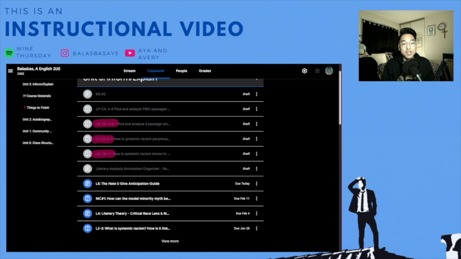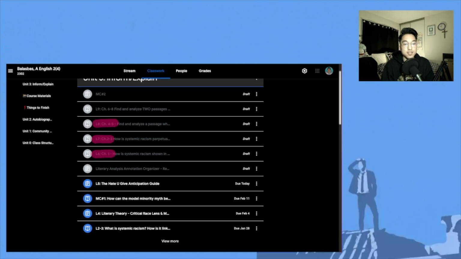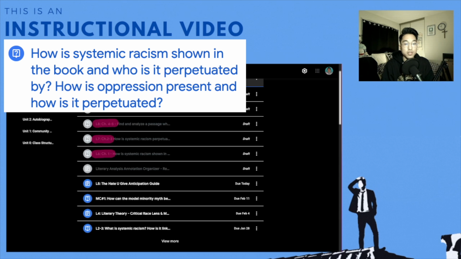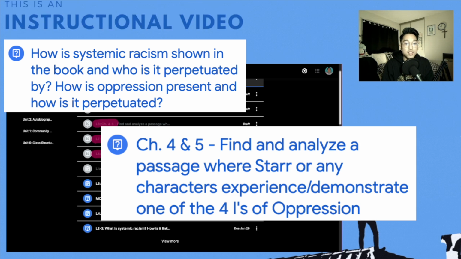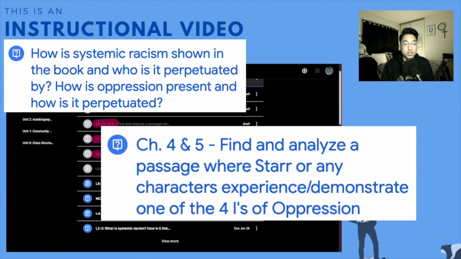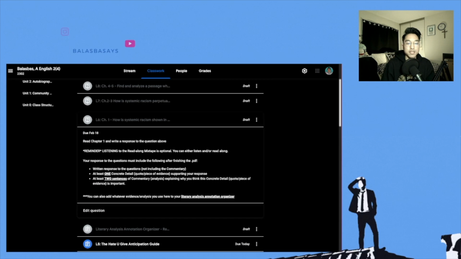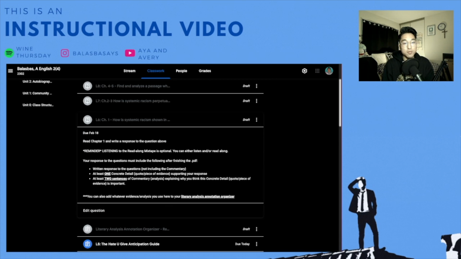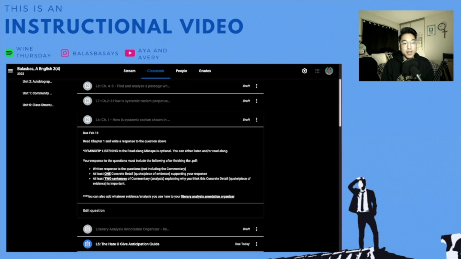Each of these first few lessons will ask questions such as, how is systemic racism shown in the book? And who is it perpetuated by? Where do you see the 4 eyes of oppression present in the story? Do you think that there is power in Star's voice? When does she struggle to use it? These first few lessons will have student examples to give you an idea of what to expect for full credit.